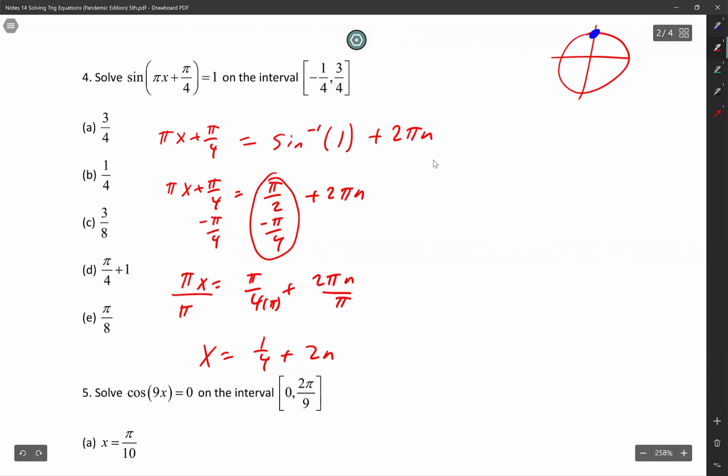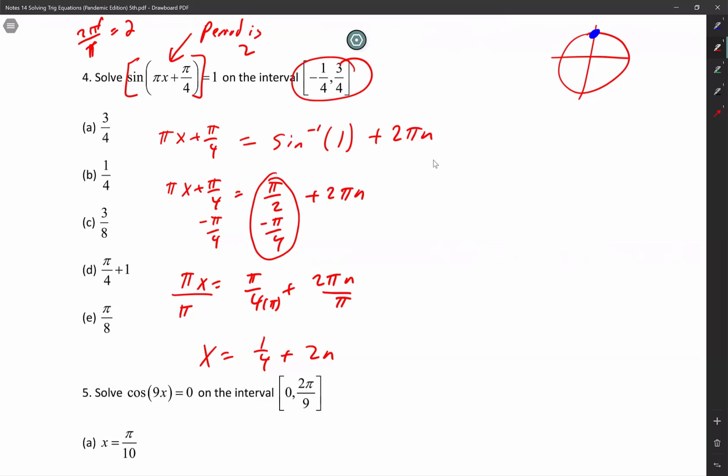That 2n should not surprise you guys. The period of this right here is 2. Period is 2. In case you're wondering, Chavez, I don't know how you did that. 2 pi divided by pi gives you the period. 2 pi divided by your b. So that should not surprise you. I noticed that if I add 2 to the 1/4, I'm outside my domain. If I subtract 2 from the 1/4, I'm outside my domain. So the only answer is 1/4, and there it is.